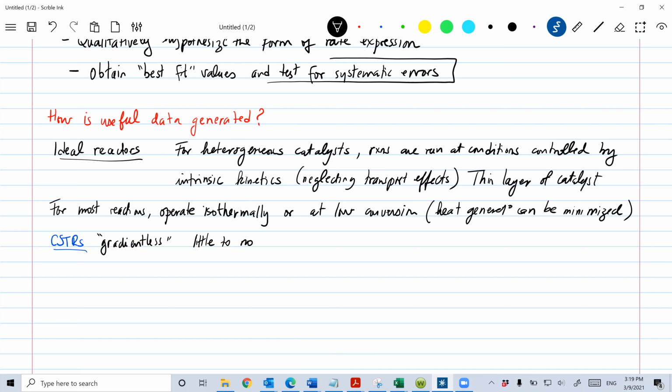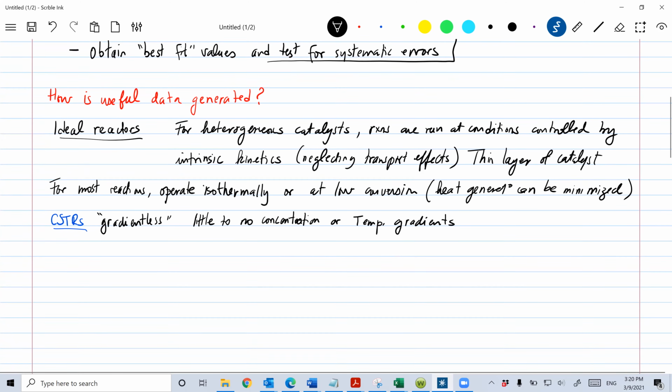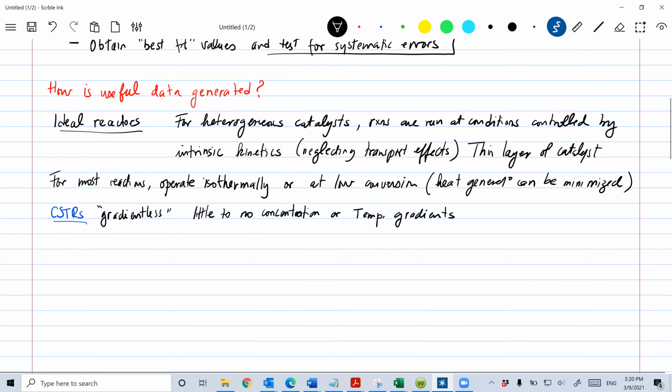Yeah. So a CSTR can be thought of as gradient-less because it's well stirred, so there's little to no concentration gradient or temperature gradient. For that reason it can be an attractive reactor to generate data, and we'll show you what we do.